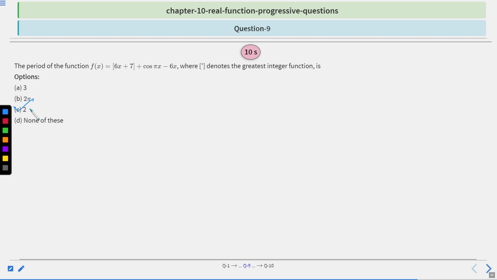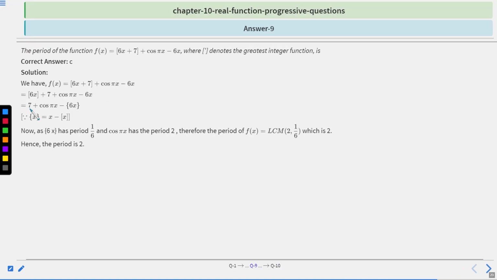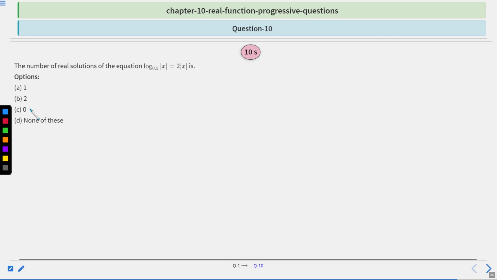Okay, let's move to the next question, question number 10, which says the number of real solutions of the equation log base 0.5 of mod x is equal to 2 to the power mod x is. Here you have 10 seconds to solve this question. After 10 seconds, we will discuss the solution.